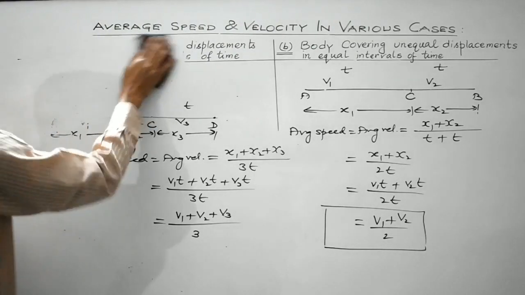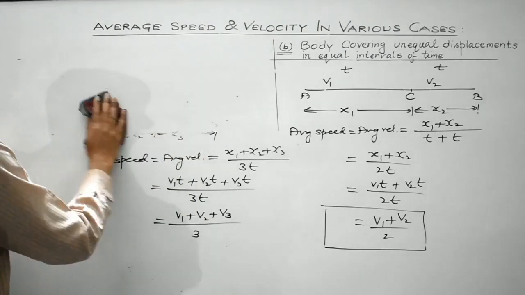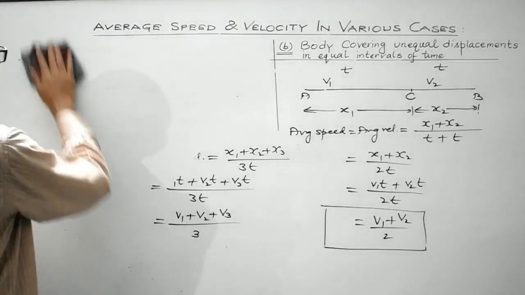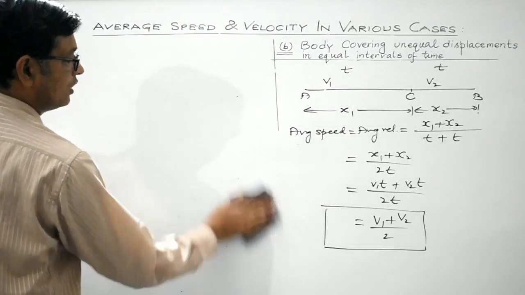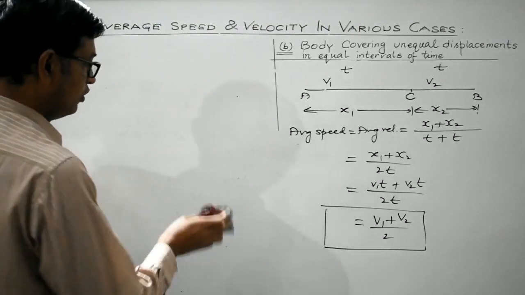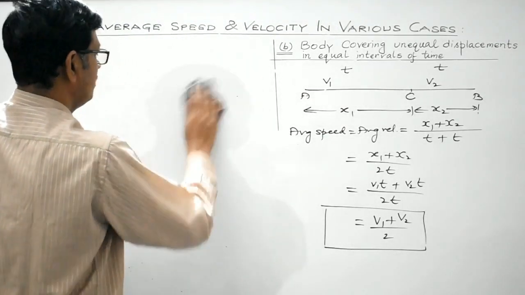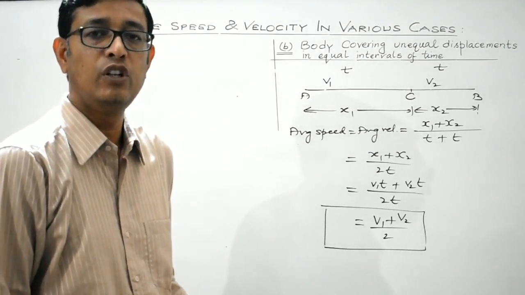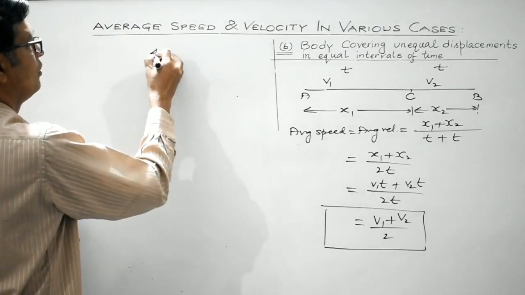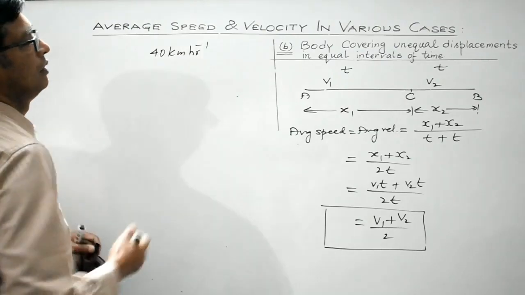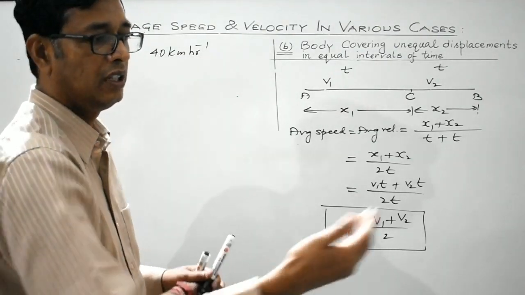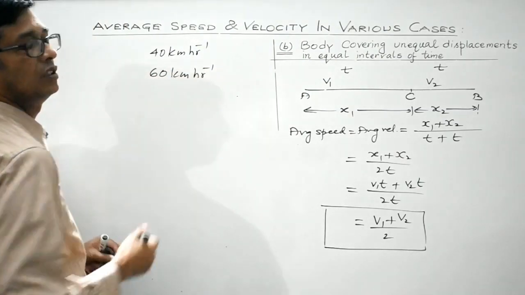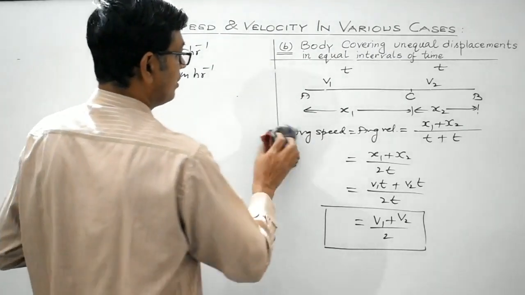Before proceeding, we can start with some very basic questions. Students, please listen to the question very carefully. Suppose a person starts from his home and goes to a market with a speed of 40 km per hour, and finding the market closed, he comes back to his home at a speed of 60 km per hour. Again, I am repeating.